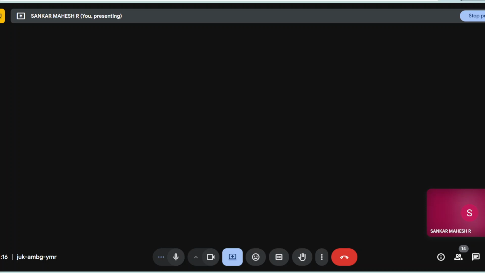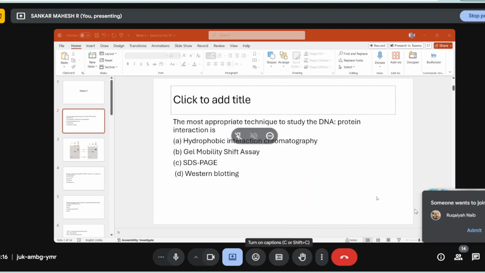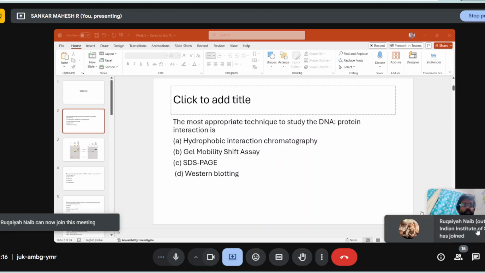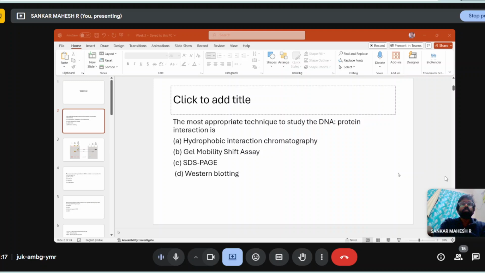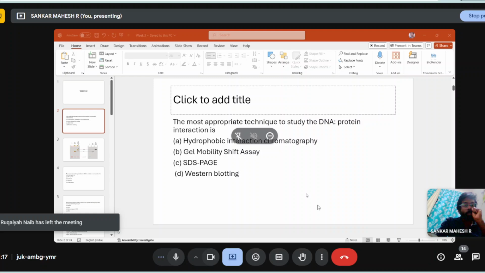Four different options are given here: hydrophobic interaction chromatography, gel mobility shift assay, SDS page, and option D is Western blot. Whoever knows the answer can think about the question and start raising your hand. You can take a couple of minutes to think. The important thing is do not tell the right answer. Instead, we discuss all the wrong options first, eliminate why they are not appropriate, and then come to the right answer. You can think about this question for a couple of minutes and then raise your hands, and then we start discussing.